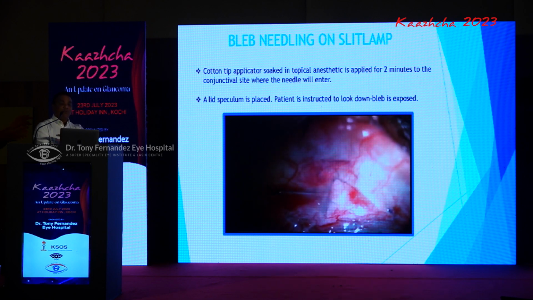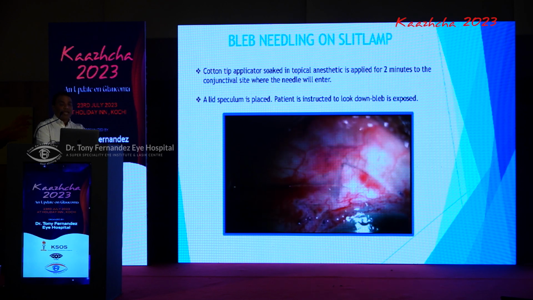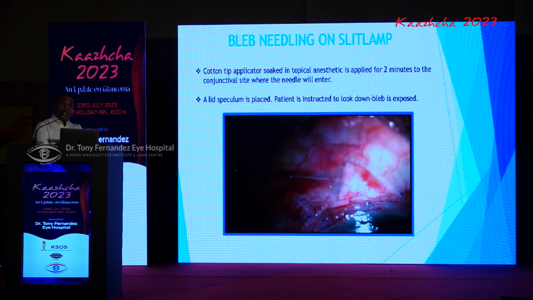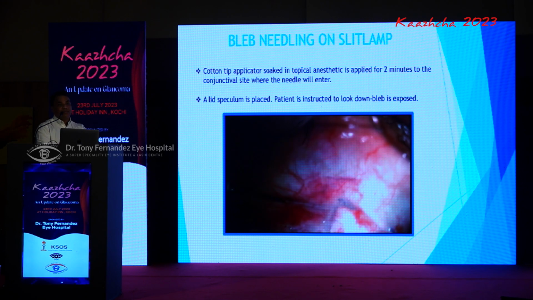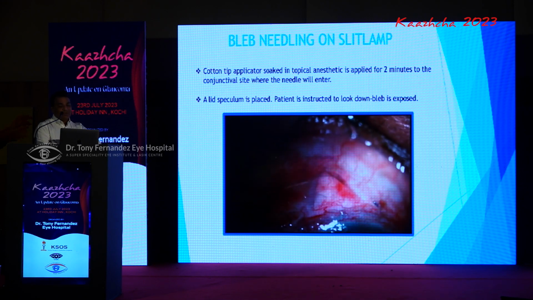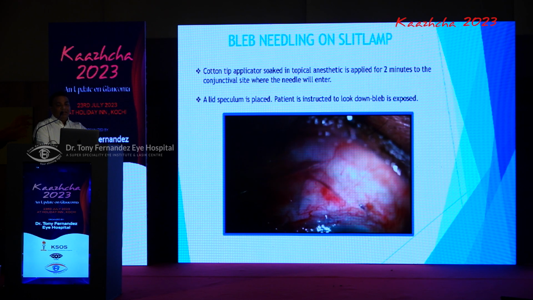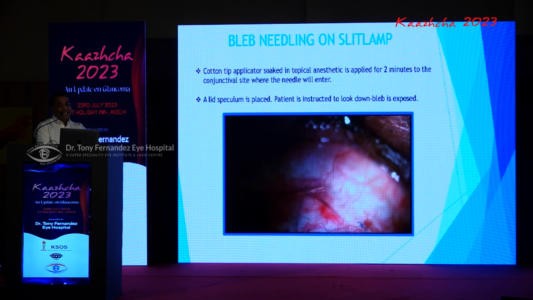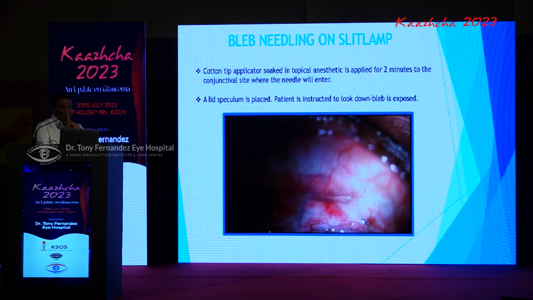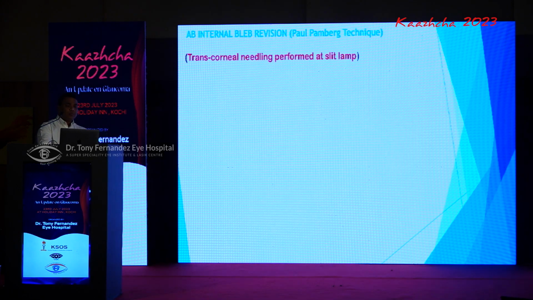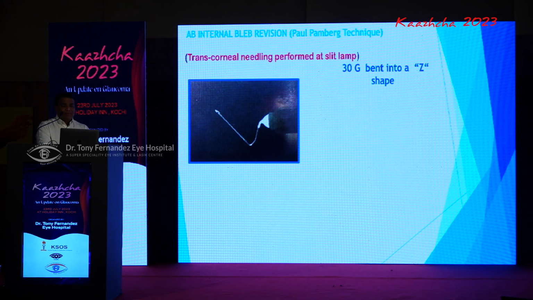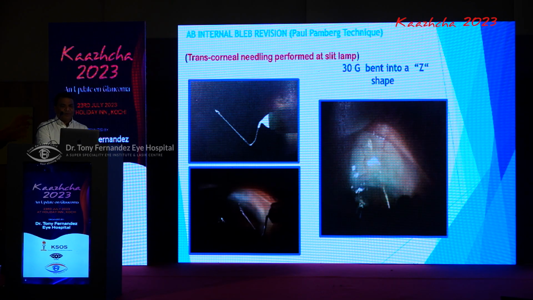Some of the aqueous egresses from the anterior chamber, and that will give you a space to work to remove the subconjunctival fibrosis. So in this technique you first go under the flap, then do it. In the previous technique you first remove the subconjunctival fibrosis, then go under the flap. There is another new technique, the transconjunctival by Paul Pomberg, which I'm not going to discuss here.